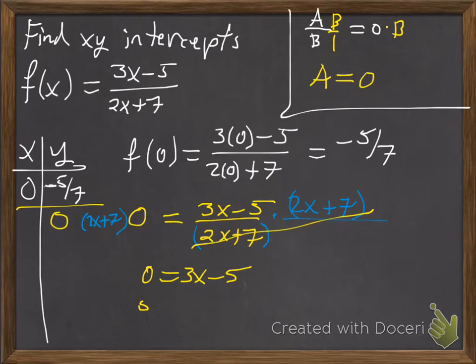And what we'll do is we'll go ahead and solve this now. 0 is equal to 3x minus 5. We'll go ahead and add 5 to both sides and then divide by 3. So there's adding 5 and then dividing by 3, so then we get x equals 5 over 3.